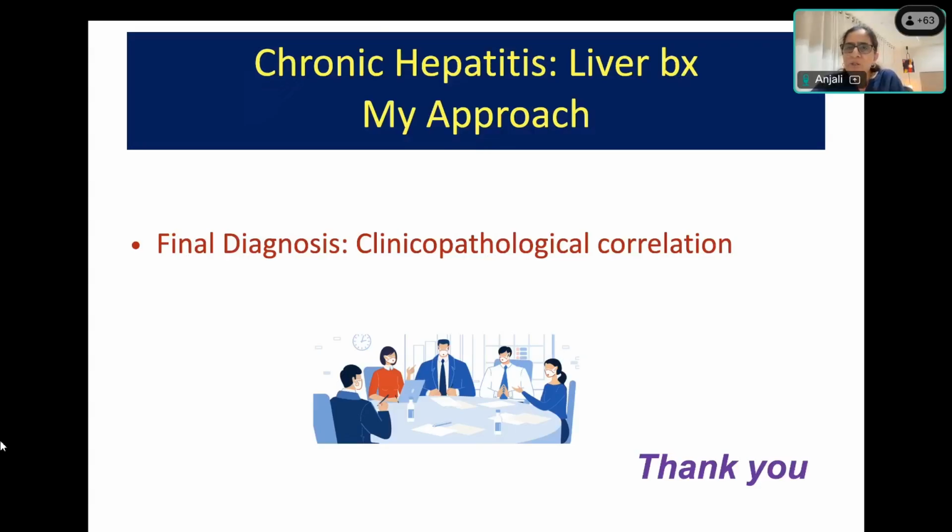So any question? Ma'am, we have one question from the chat box. How to diagnose HCV infection definitively from biopsy with serology being negative? We cannot say confirmatively that this is an HCV positive biopsy, especially nowadays, when we have so much steatosis, so much fatty liver. Definitely, I will not label any liver biopsy as an HCV positive liver biopsy.